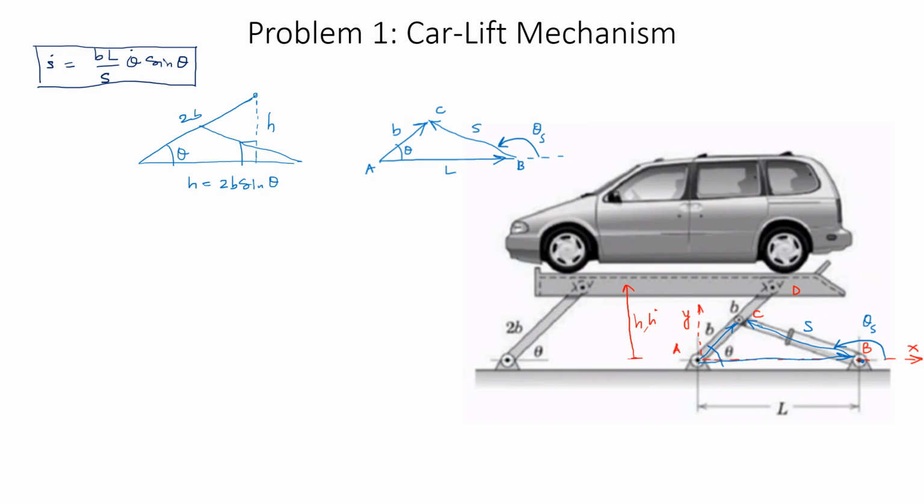So when you have this expression for h already known, I can make use of it over here to identify the expression for h dot, which is going to be equal to 2b theta dot, and then you have cos of theta over here. So this is going to be the other expression.